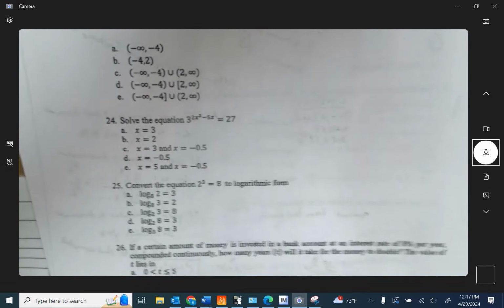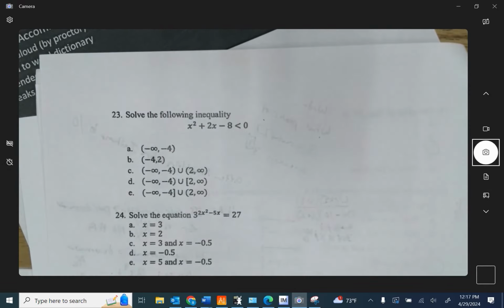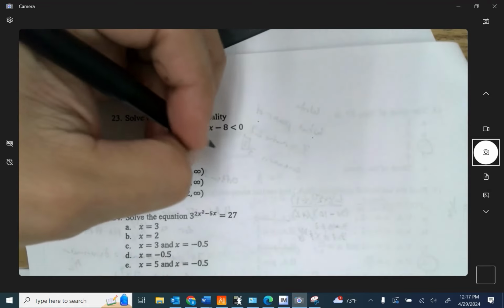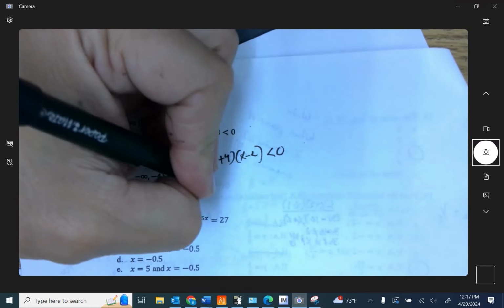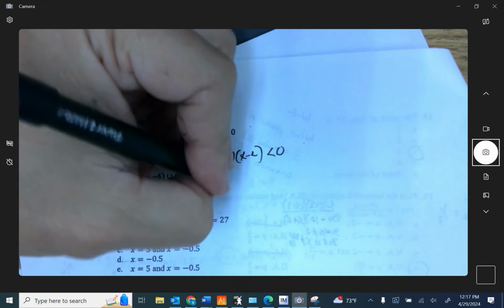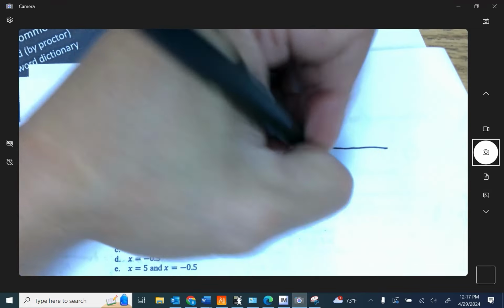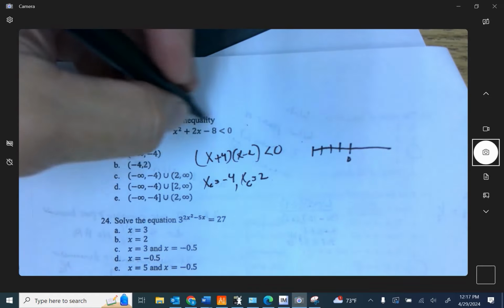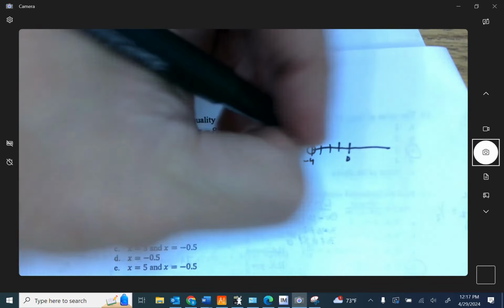23, solve another inequality. So let's just do this one by hand. Do it the way we're supposed to, other than plugging numbers, and we'll check them, see if the numbers make sense. But we can factor as +4 and -2. We're looking for less than 0. Our critical values here are -4 and +2. We don't have equality, open hole, -4. We have equality at 2, open hole.